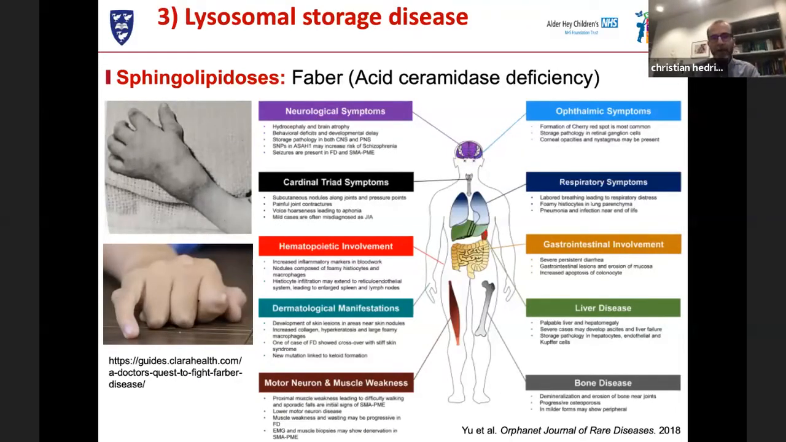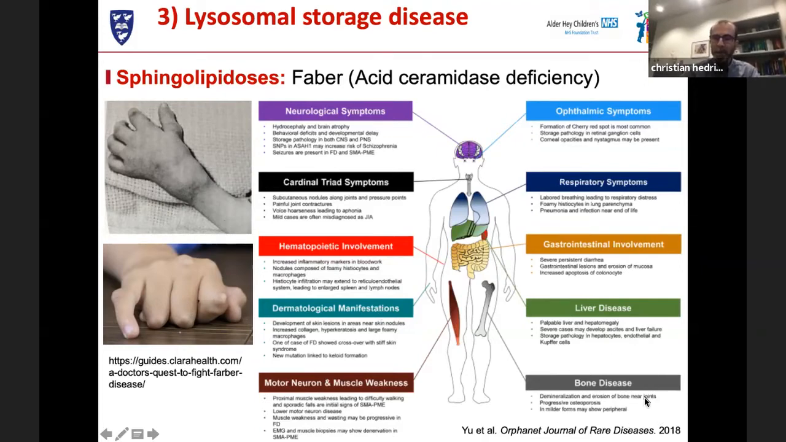Another storage disease is Farber's disease, or acid ceramidase deficiency. This sphingolipidosis can come along with subcutaneous swelling that can happen around joints. So on the top left, this could be interpreted as arthritis of the wrist. Some patients have these subcutaneous nodules around joints and therefore appear similar to rheumatoid nodules, and result in a differential diagnosis of polyarticular juvenile idiopathic arthritis.